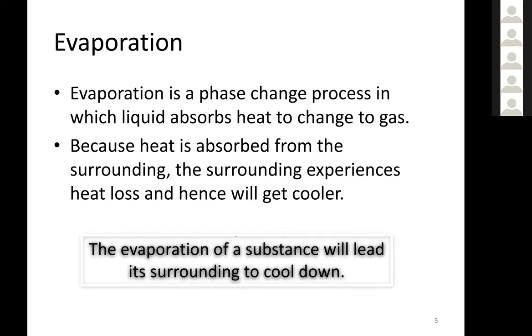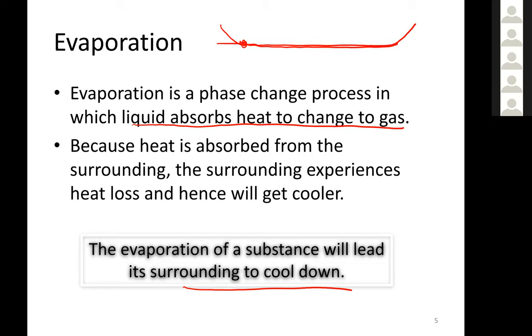So then we have also the evaporation. Evaporation is a phase change process in which liquid absorbs heat to change to gas. And when I talk about air conditioning, evaporation is the process that takes place inside the room. Here, because heat is absorbed from the surroundings, the surrounding experiences heat loss and hence will get cooler. Now, the evaporation of a substance will lead the surrounding to cool down. So now I need to devise a process with a refrigerant that will go inside the room, will get heated, and the way it heats will lead it to be converted from liquid into vapor. And the only way for that to happen is by absorbing heat from the surroundings.